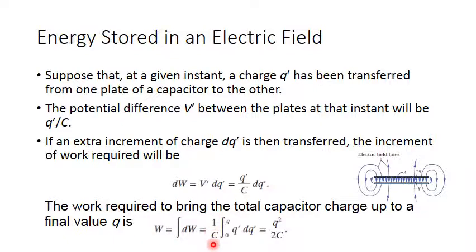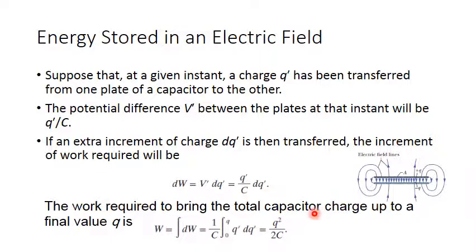equals 1 over C integration of Q dash dQ dash from 0 to Q, where 0 is the initial charge on the capacitor, which doesn't have any charge, to the final value of the charge Q. Q dash dQ dash integrates to Q squared over 2. So the total work done to transfer charge Q from positive plate to negative plate in the capacitor to charge the capacitor is Q squared over 2C. This is actually the derivation of the total stored energy in the capacitor.